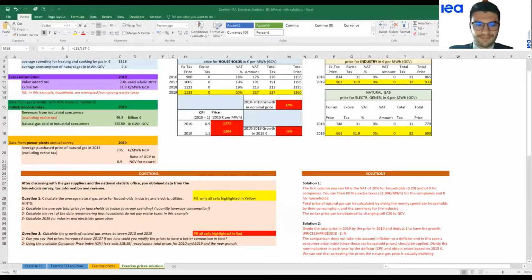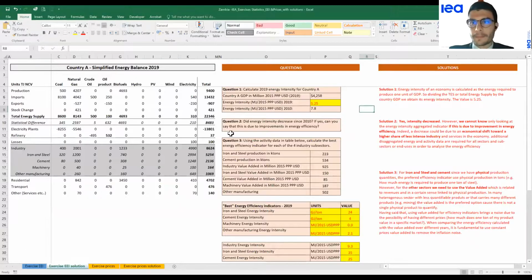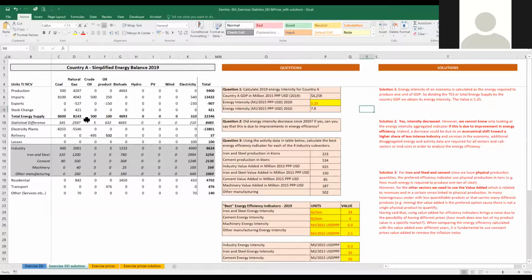So now let's look at the energy efficiency exercise solution. For this one, you had a simplified energy balance for the year 2019, and you had a few questions based on this balance. The first one was: calculate the energy intensity for the country. And you're given the GDP information.